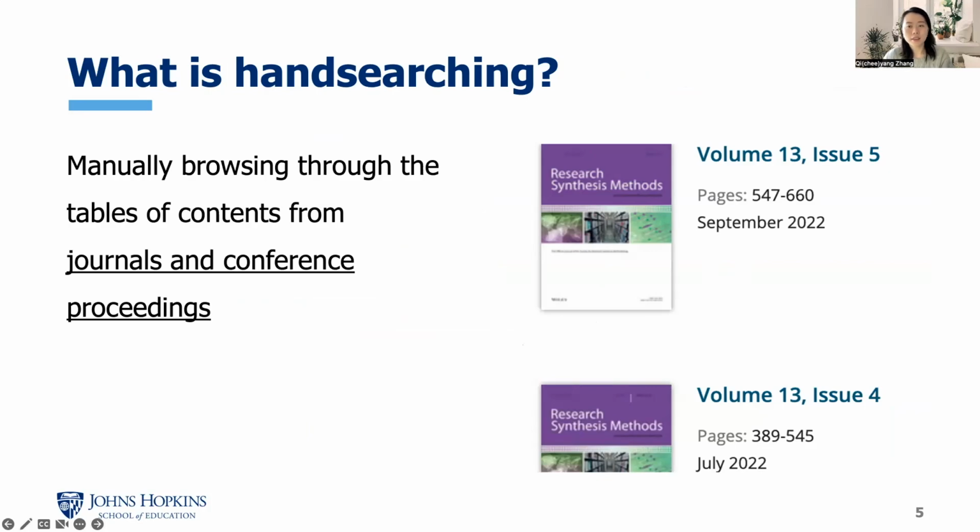Hand searching means manually browsing through the tables of contents from journals and conference proceedings. For example, this journal called Research Synthesis Methods. If I want to conduct hand searching on this journal, I will browse through each volume, each issue, and look at the table of contents to identify relevant articles related to my research.